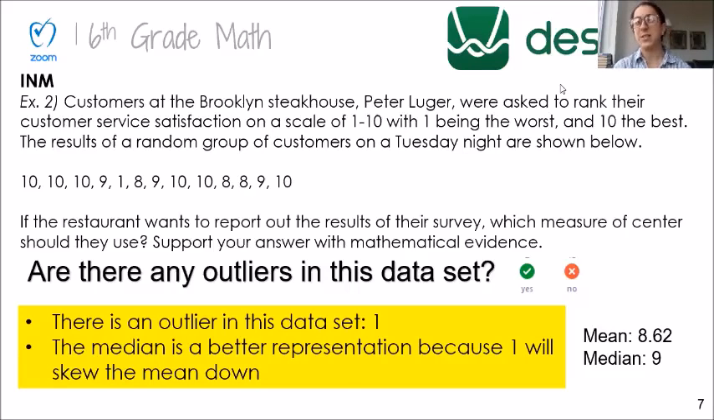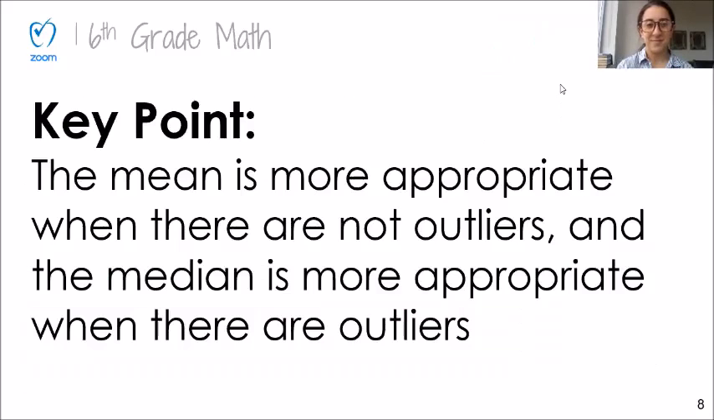Go ahead and give yourselves a clapping hands in Zoom if you were able to determine the correct answer for both of our INMs today. One more stamp of our key point. The mean is more appropriate when there are not outliers. The median is more appropriate when there are outliers. So we got to have a sharp eye today as we're looking at data sets to determine whether or not there are outliers in our data sets.